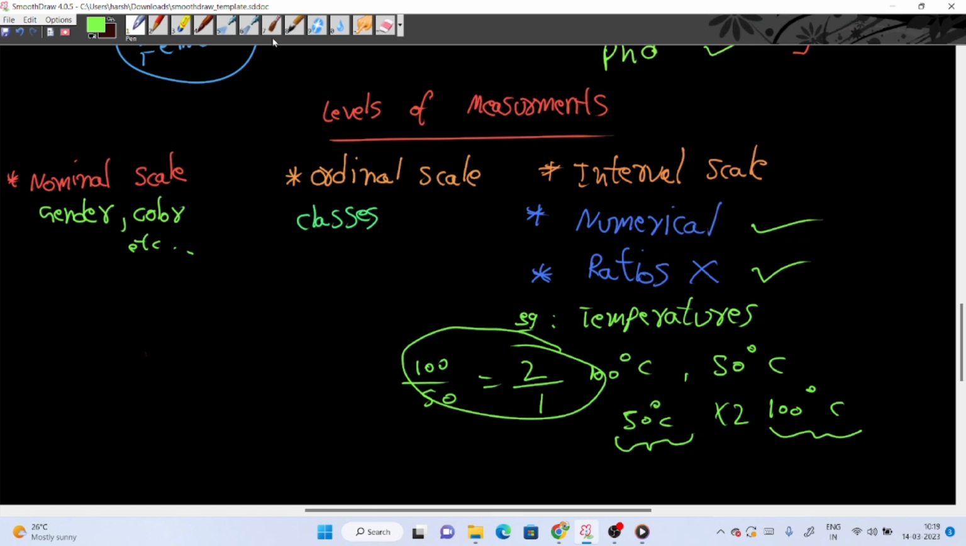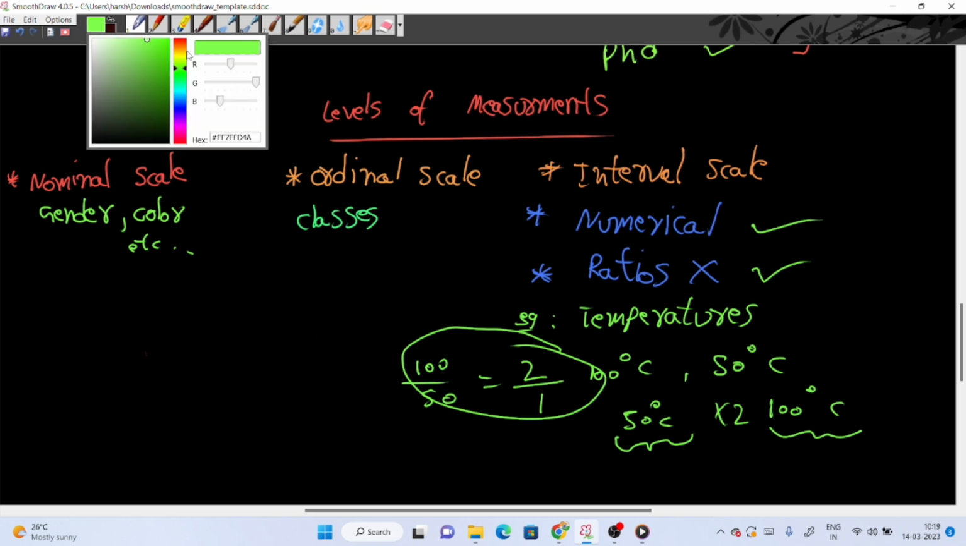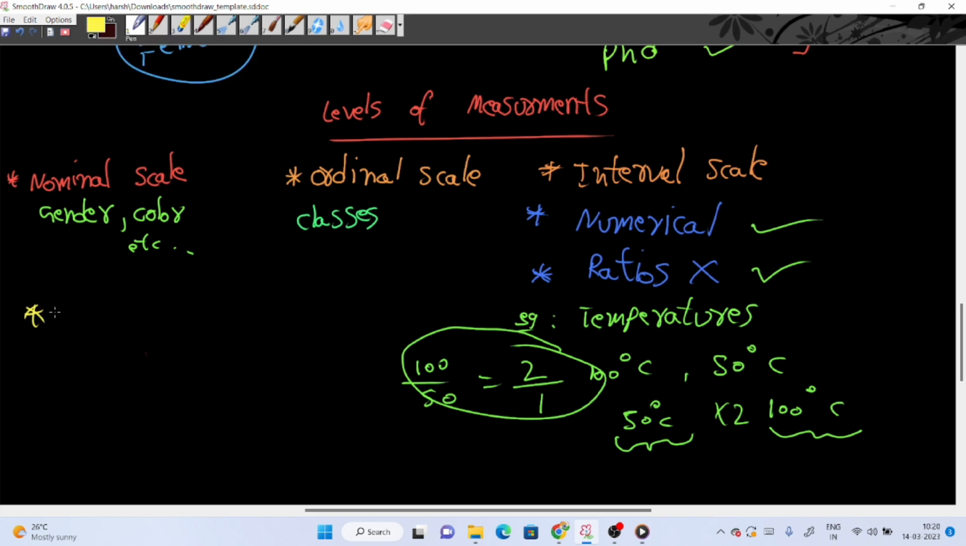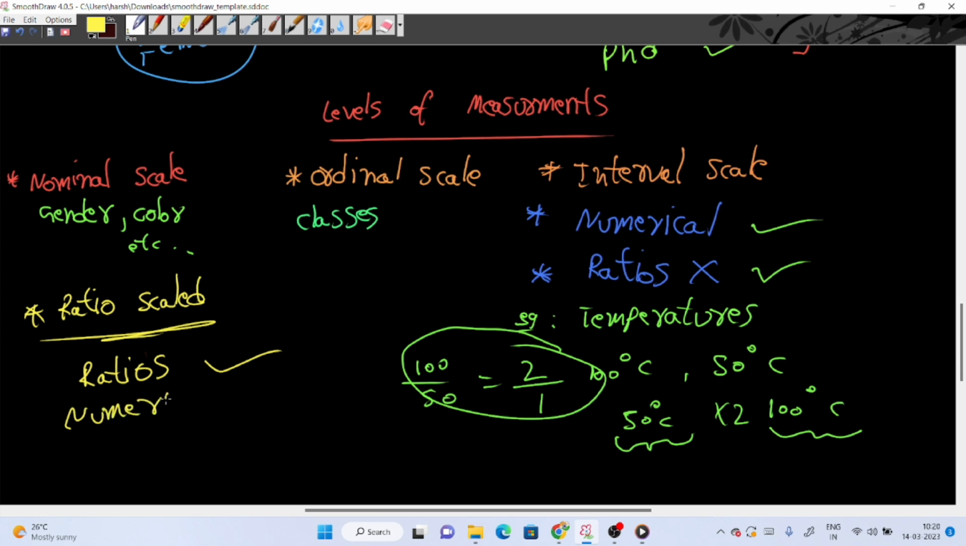After interval scale data, we have another type of data called ratio scale data. As the name suggests, we can have ratios here, and it should be numerical values. For example, we can take the marks of students.